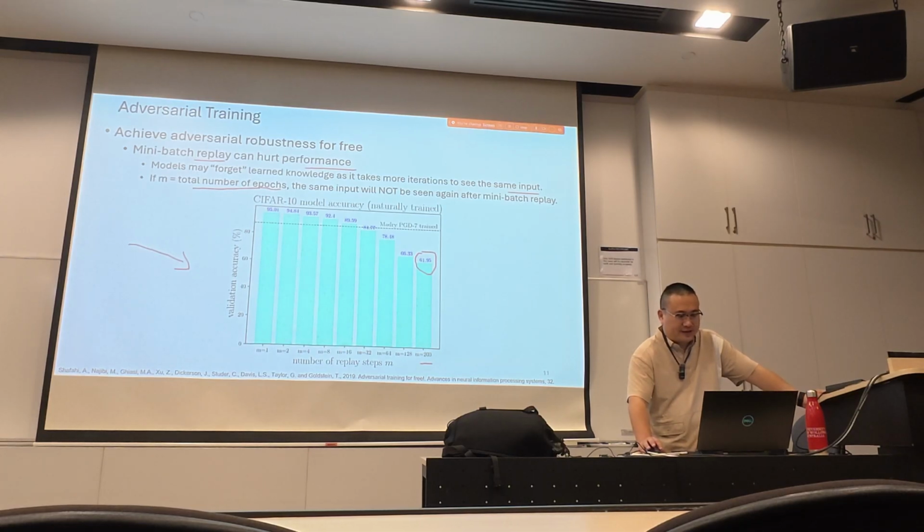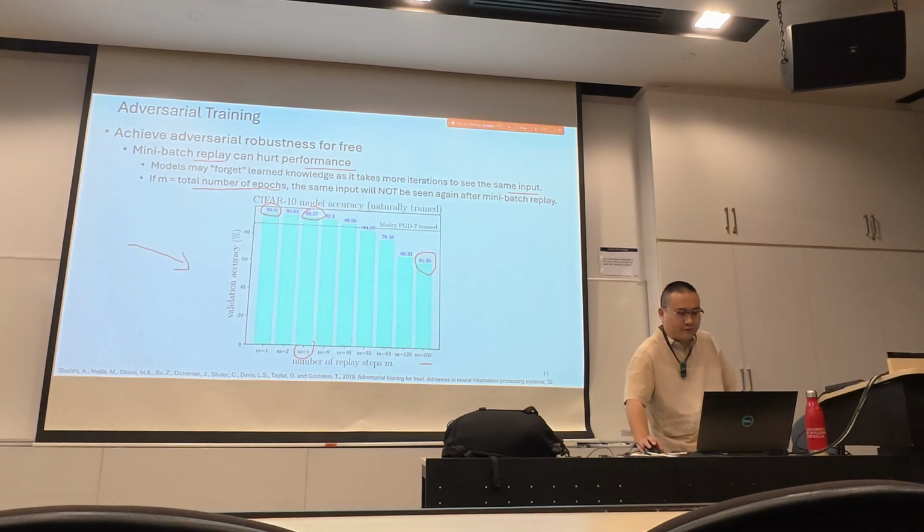However, if M is a small value, the decrease is still controllable. For example, if M is 4, it's almost the same. At the beginning we have 95, and if M is 4, we have 93, so it's still okay. And if we compare adversarial training for free with the standard adversarial training, in the standard adversarial training we run PGD for 7 steps. So we can see the performance baselines here. We set the M to 16.